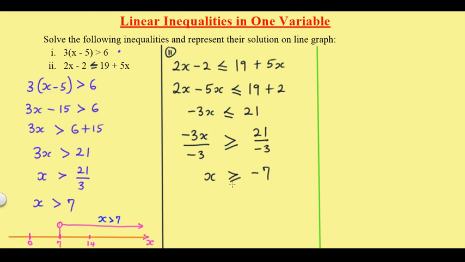So this statement means whatever value of x must satisfy these given inequalities, that value of x must start from negative 7 or be greater than negative 7. That is, it starts from negative 7, negative 6, negative 5, and so on upward.